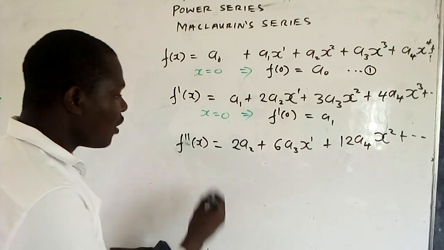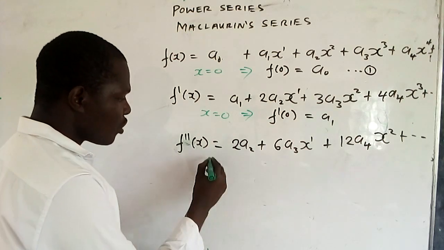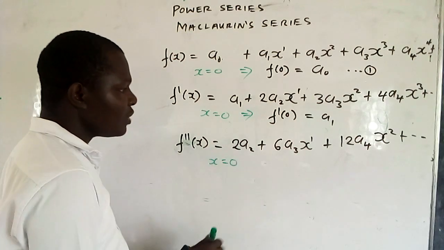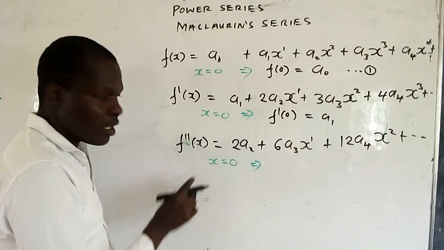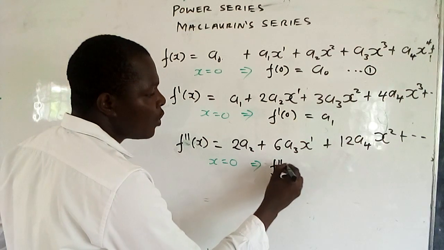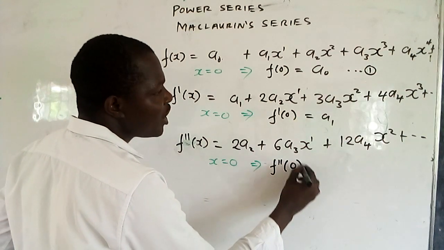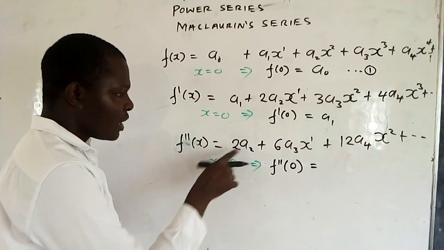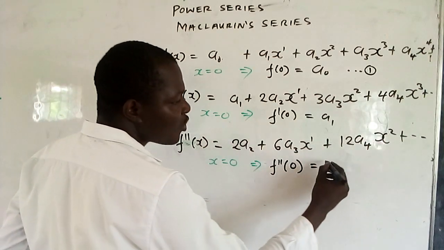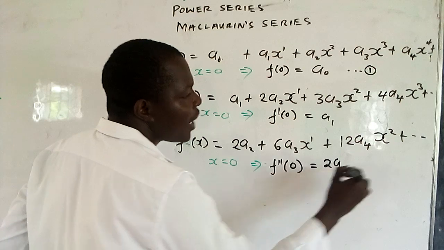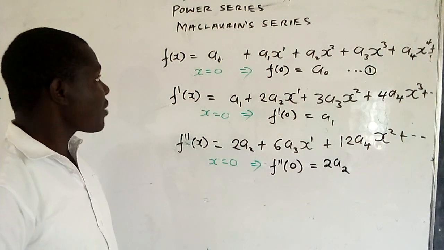So here, what do you see? When x is 0, what do we get? It implies what? Where there is x, you put 0, isn't it? So f double prime of 0 will be what? See, all these terms with x will go to zeros. So you remain with the 2a₂, isn't it? Is that okay?